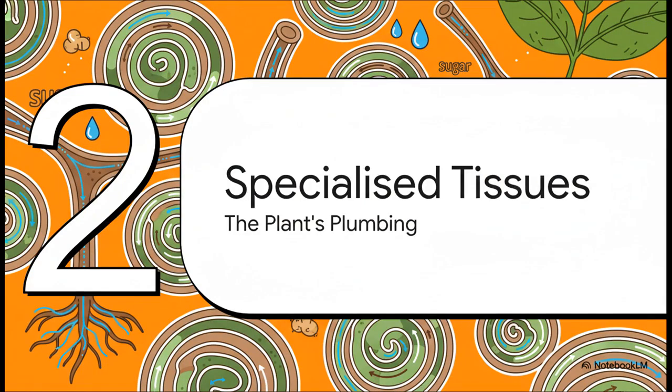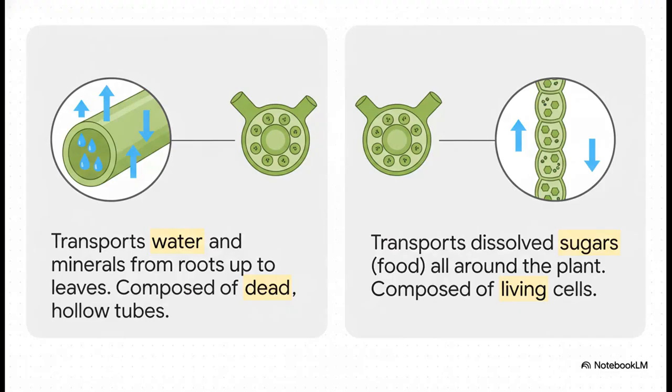Okay, so we've seen the individual cells. Now let's zoom out a bit and see what happens when they team up to form specialized tissues. You can think of this as the plant's internal plumbing system. Now listen up, because for your exam, you absolutely have to know the difference between xylem and phloem. Here's an easy way to remember it. Xylem is the water pipe. It's made of dead, hollow cells that form a continuous tube, like a long straw, sucking water and minerals just one way, from the roots up to the leaves.